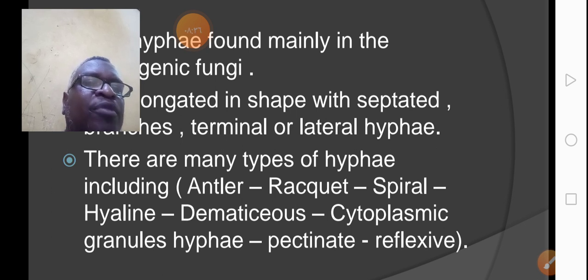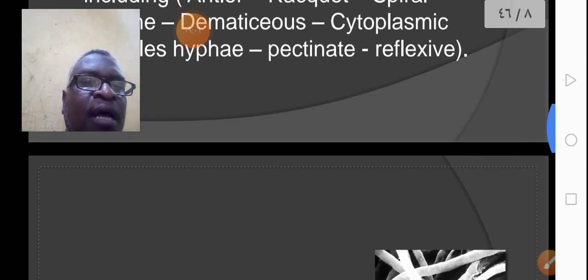It is different from the dematiaceous, because we have hyphae, the dematiaceous, that are very dark, so that you cannot see the nucleus inside the cell. We have cytoplasmic granule hyphae, pectinate. Also, we have others. All this is part of the shapes: antler, racquet, spiral, cytoplasmic granule, pectinate, reflexive. And part of these are hyaline, meaning transparent, and the other part we call dematiaceous. That means they are very dark.